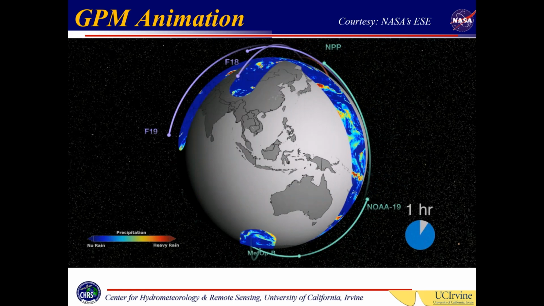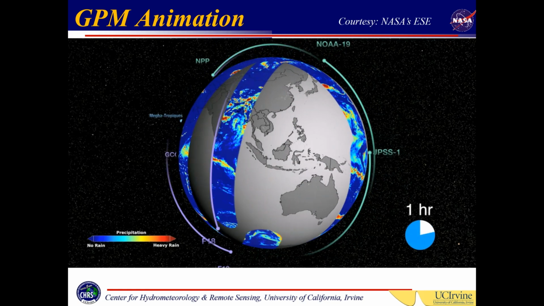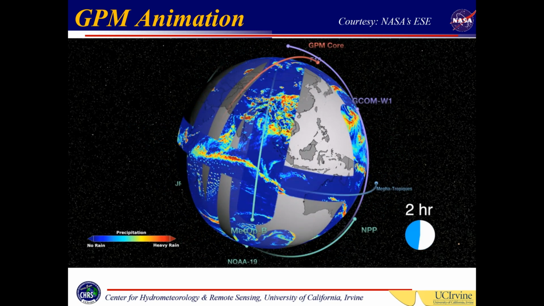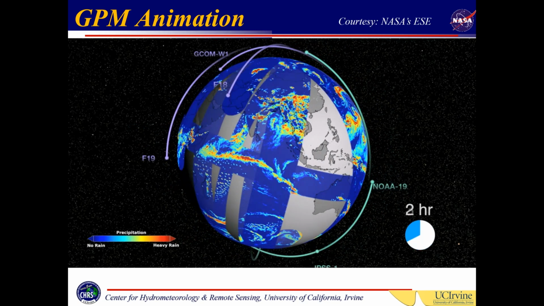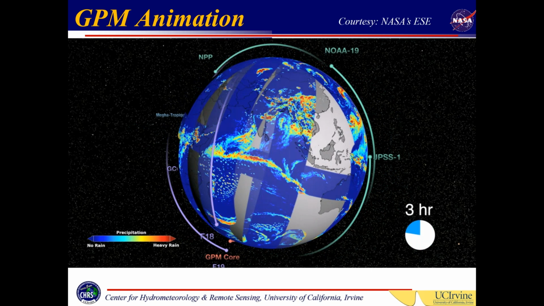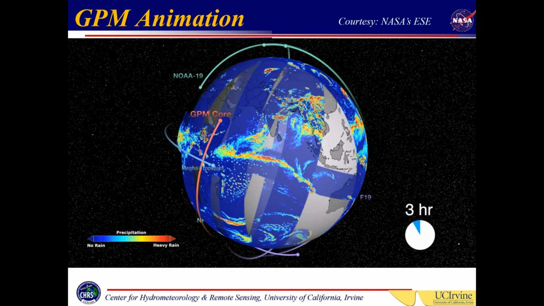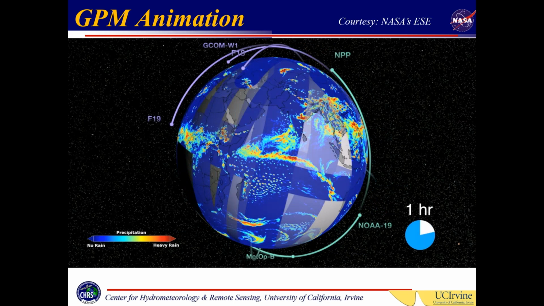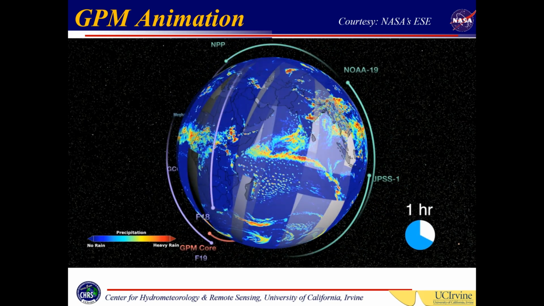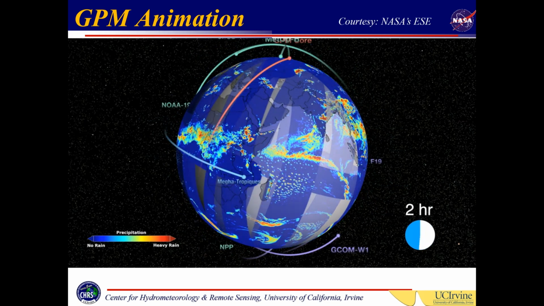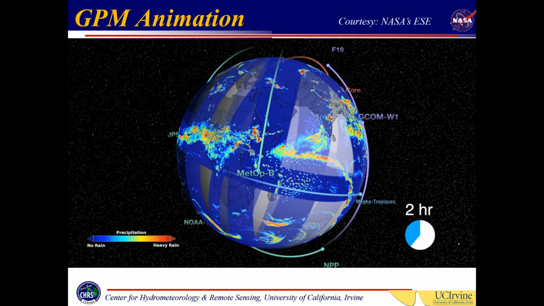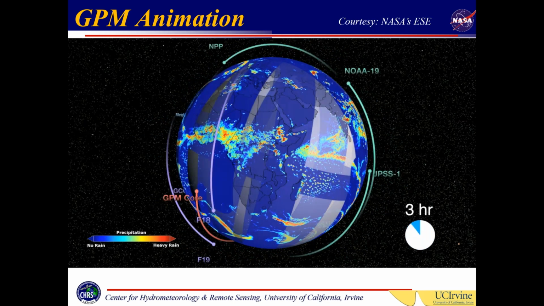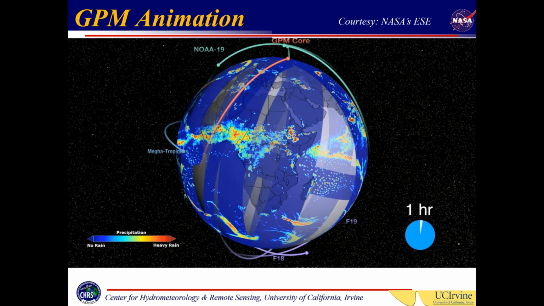sensors, with the objective of having one sample every 3 hours or so to cover the globe. Of course, the mid-high latitude region has a lot more coverage, but in the low latitudes the sample is still not necessarily at 3 hours. But basically, that enhances the observations of precipitation on a global scale.